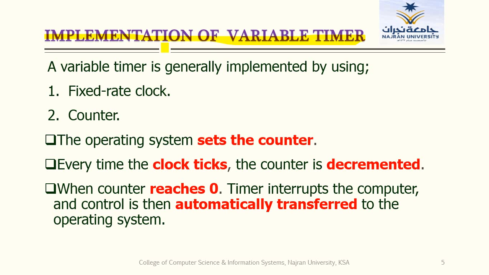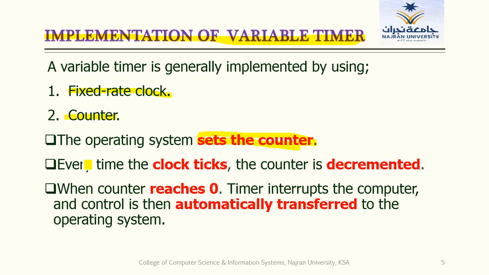Then we saw how we can implement the variable timer, and we said that we need two important things: a fixed rate clock and a counter. These are the two ingredients. The operating system will set the counter, giving some initial value to it. Let's suppose the counter is equal to 5, and when the clock ticks, the counter will be decremented, and when the counter reaches 0, the control will be automatically given back to the operating system.